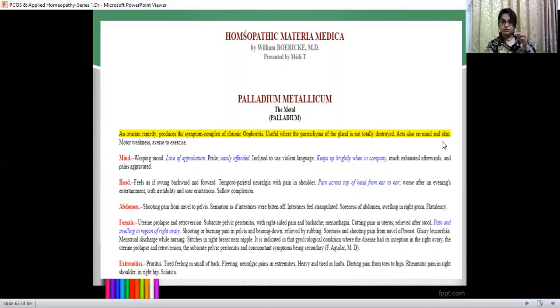But also on mind and skin. Motor weakness, averse to exercise. Let's see about mind. Weeping mood, love of approbation, that is appreciation. Pride, easily offended, inclined to use violent language, keeps up brightly when in company, much exhausted afterwards, and pains aggravated.